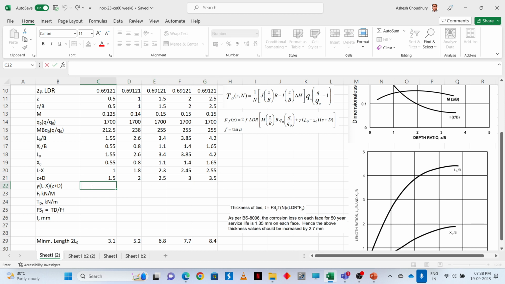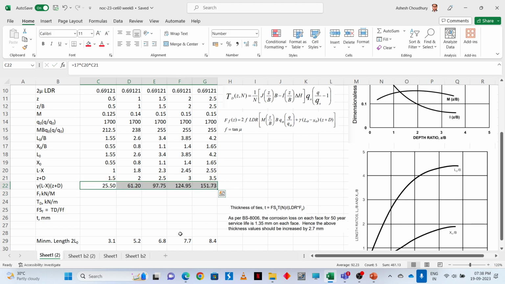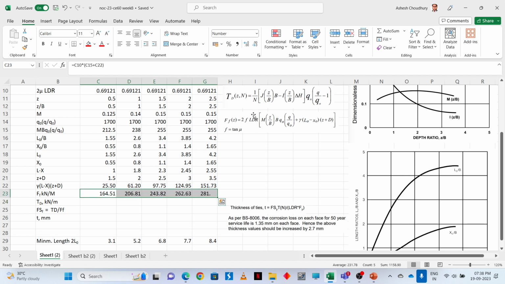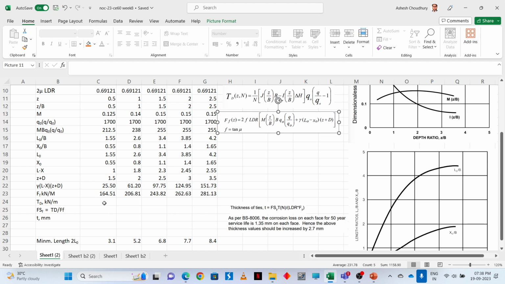Okay. Now comes gamma. Gamma is what? Gamma is 17 times L minus X times L plus Z plus D. So we got this. Alright. So finally what is FF? If we put all the terms here, we can get it equal to this term multiplied by this term plus this term, right? From this equation we get this.